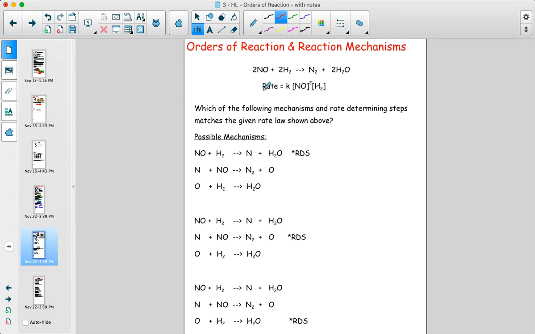So if this is the rate expression, I've got NO as a second order reactant, H2 is a first order. If this is the rate determining step, then the only things that are going to show up in my rate expression, my rate equation, are H2 to the first power and NO to the first power. That does not match the rate equation. So assuming we've determined the rate equation properly from studying the reaction rate, then this mechanism does not match the rate equation shown above.